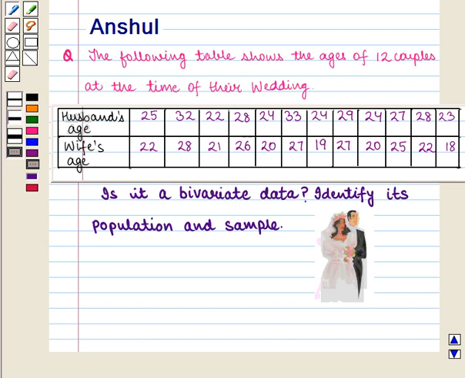In this session, we are going to discuss the following question. The question says that the following table shows the ages of 12 couples at the time of their wedding. Is it a bivariate data? Identify its population and sample.